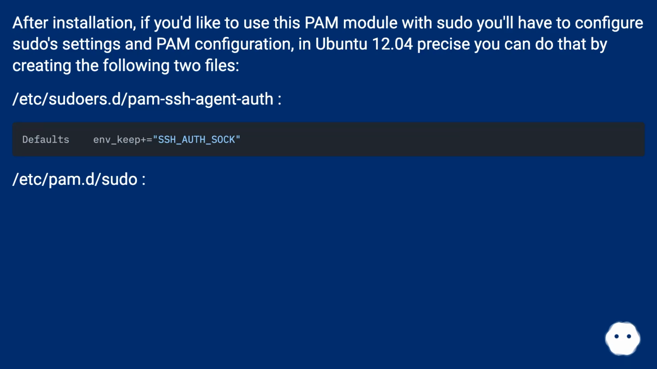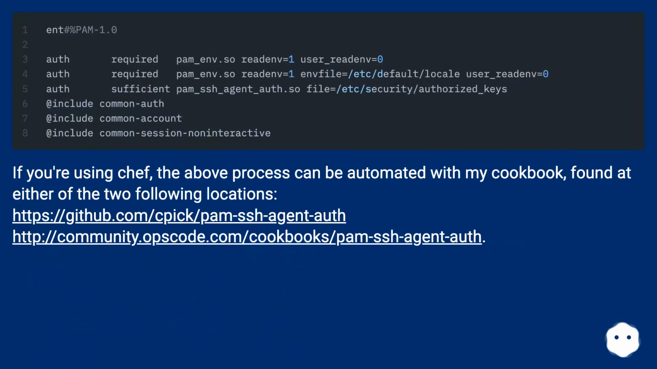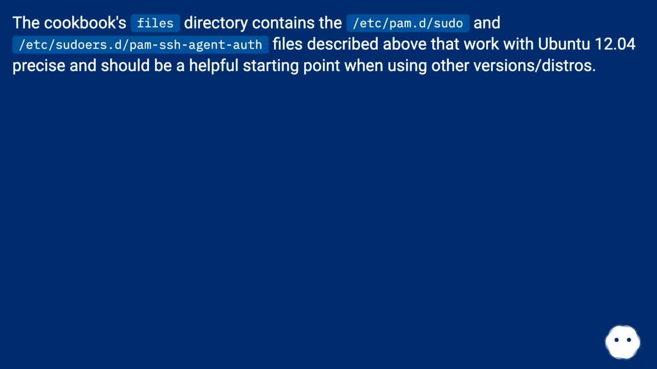/etc/sudoers.d/pam-ssh-agent-auth and /etc/pam.d/sudo. If you're using Chef, the above process can be automated with my cookbook, found at either of the two following locations. The cookbook's files directory contains the /etc/pam.d/sudo and /etc/sudoers.d/pam-ssh-agent-auth files described above that work with Ubuntu 12.04 precise and should be a helpful starting point when using other versions or distros.